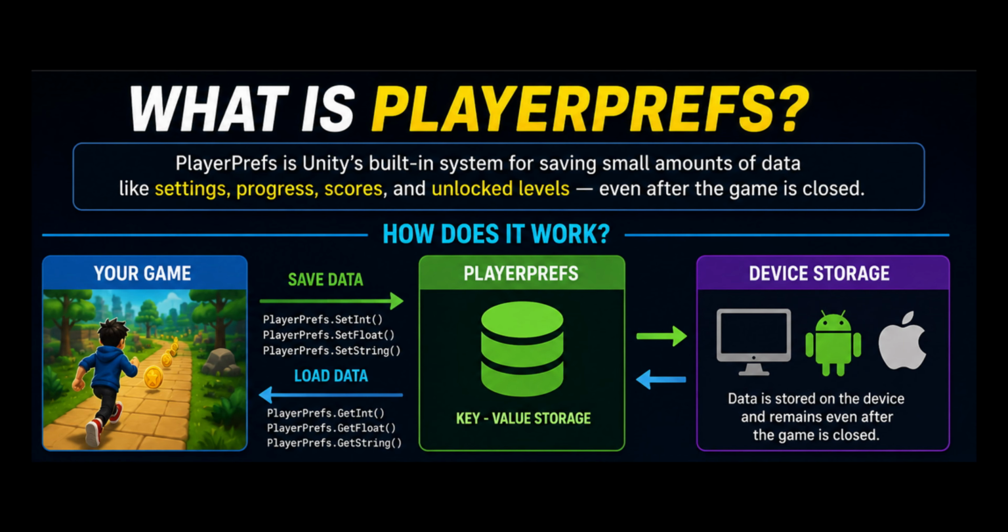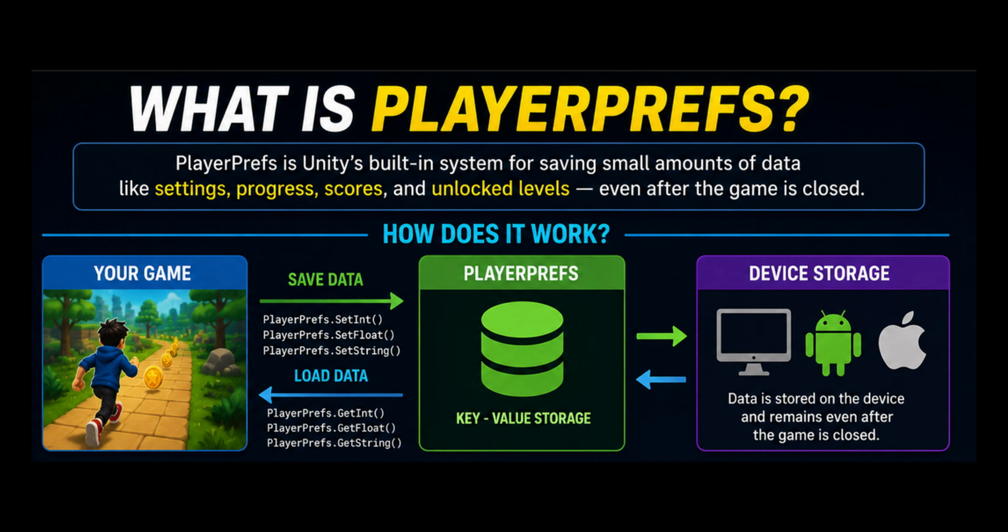PlayerPrefs is Unity's built-in save system used to store small amounts of data on the player's device. And the best part is the data stays saved even after the player closes the game. PlayerPrefs is very simple and beginner-friendly, which makes it perfect for saving small game data. But for larger save systems, professional games usually use JSON files, databases, or custom save systems instead.